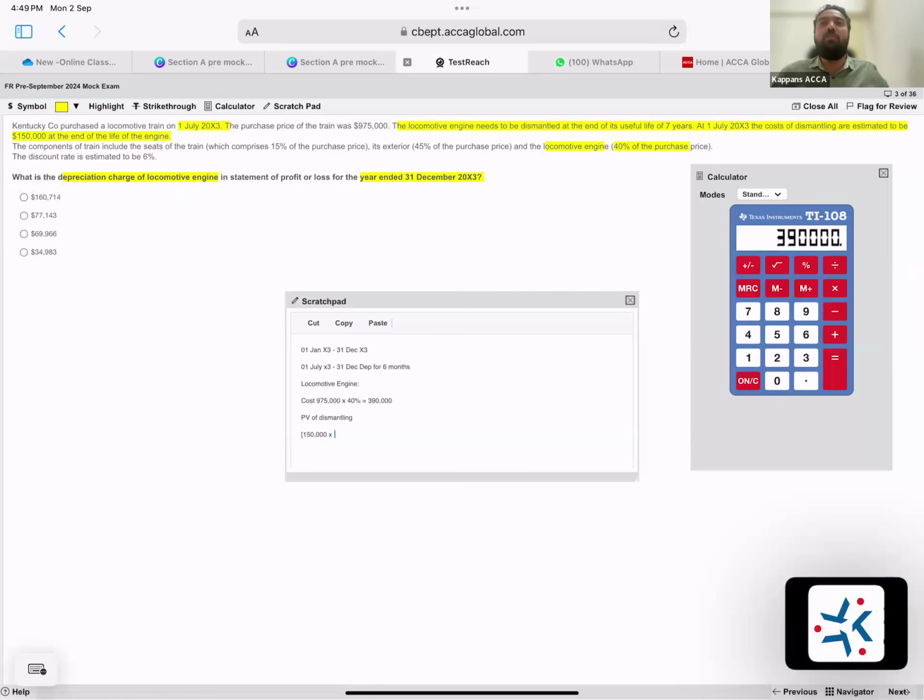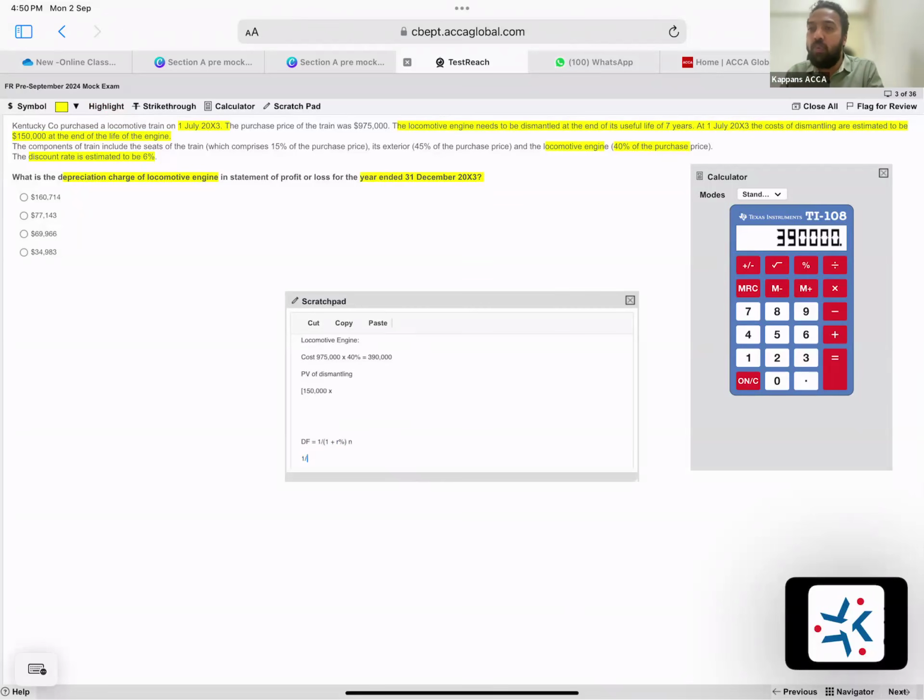Now, future cash flow multiplied by discount factor. Normally, they will give you the discount factor. Discount rate is 6%, which is basically for 7 years. Normally, that figure used to be given in the ACCA exam. However, in this particular mock exam, ACCA has not given that rate, so we'll have to calculate it. How to calculate? The present value discount factor is, as you might have learned, 1 divided by (1 plus R), that is the rate of interest, raised to N.